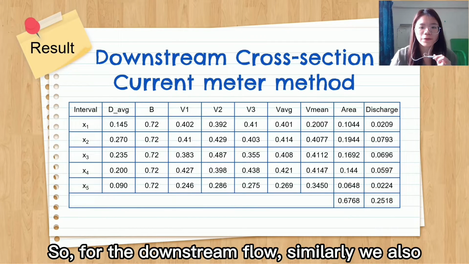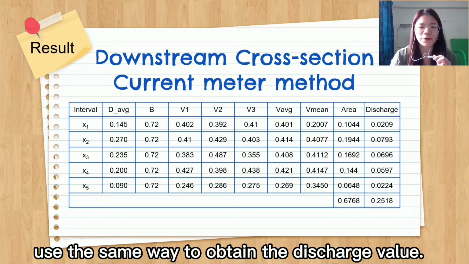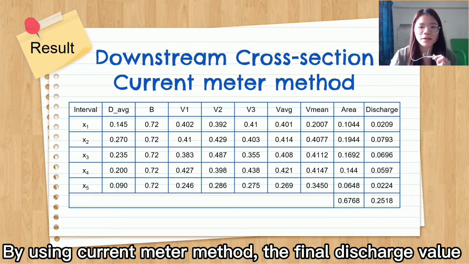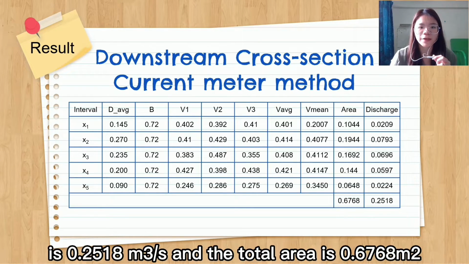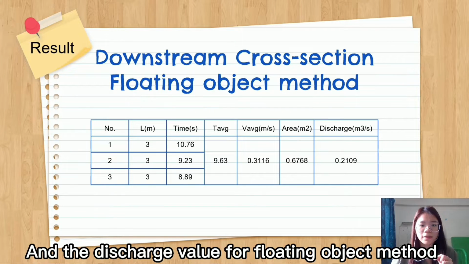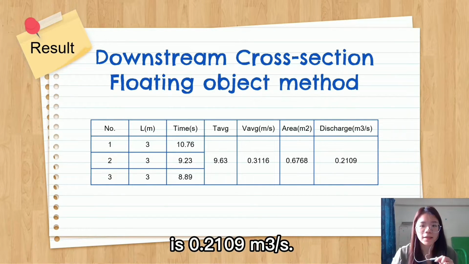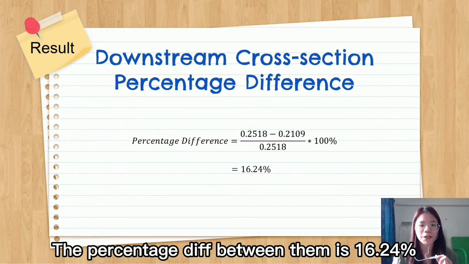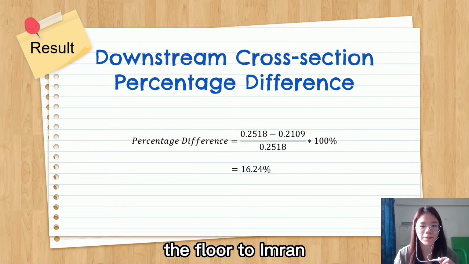For the downstream flow, we use the same way to obtain the discharge value. Using the current meter method, the final discharge value is 0.2518 cubic meters per second, and the total area is 0.6768 square meters. The discharge value for the floating object method is 0.2109 cubic meters per second. The percentage difference between them is 16.24%. So that's all for me. I will pass the floor to Imran.